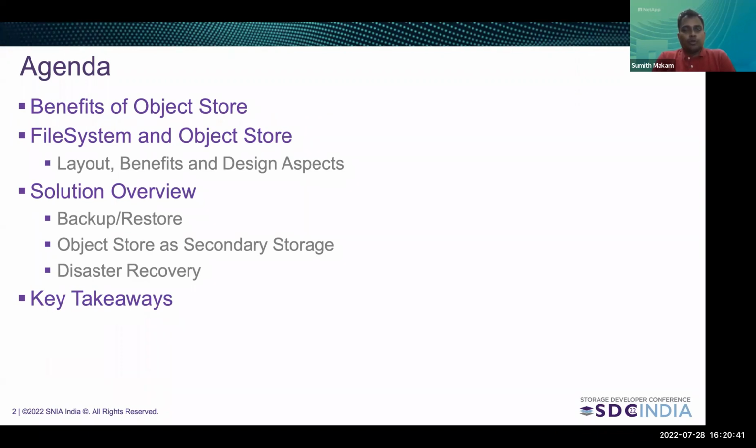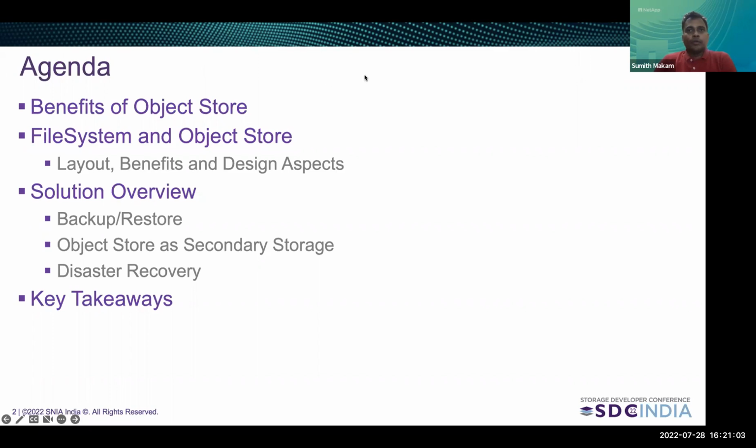Next, we'll talk on file systems and object store. Few file systems use object store to store their primary data, whereas few use object store to tier out cold data from the primary nodes. We'll also talk about how file systems can be laid out on object store, advantages of building file systems on top of object store, and design aspects that need to be considered.